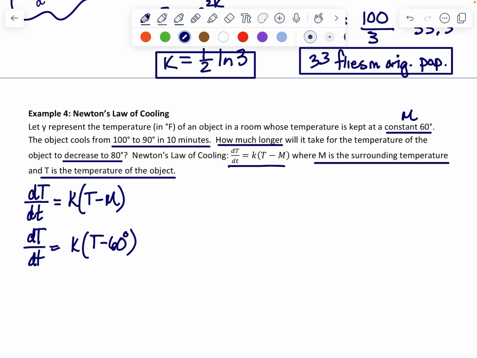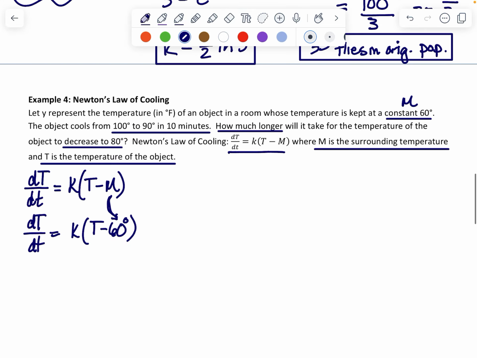We have just the rate of change to start with, and notice I put a 60 in there because the surrounding temperature is M. We start off like this. The temperature of whatever it is is capital T, and lowercase t is time. So you have to keep your capitals separate from your lowercase.